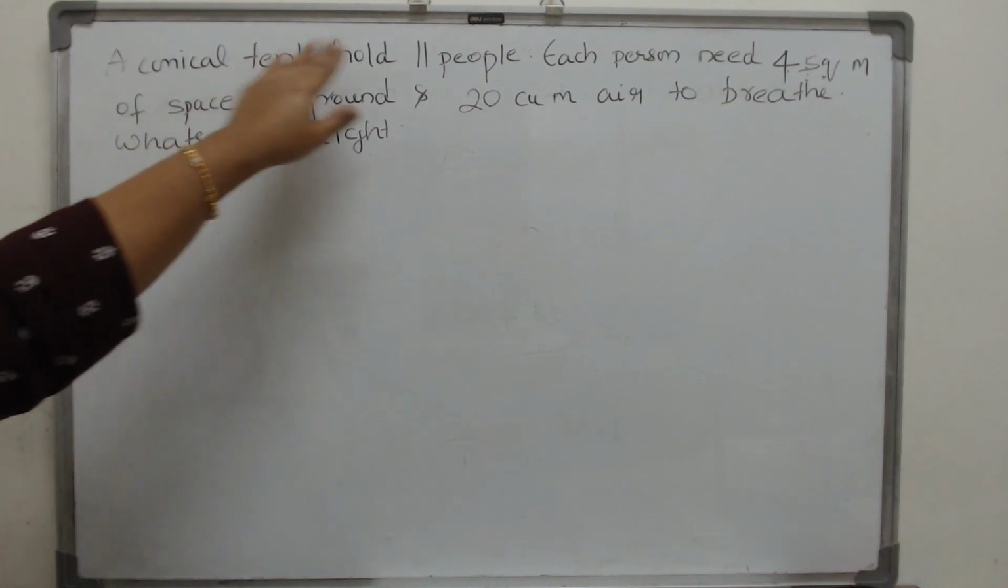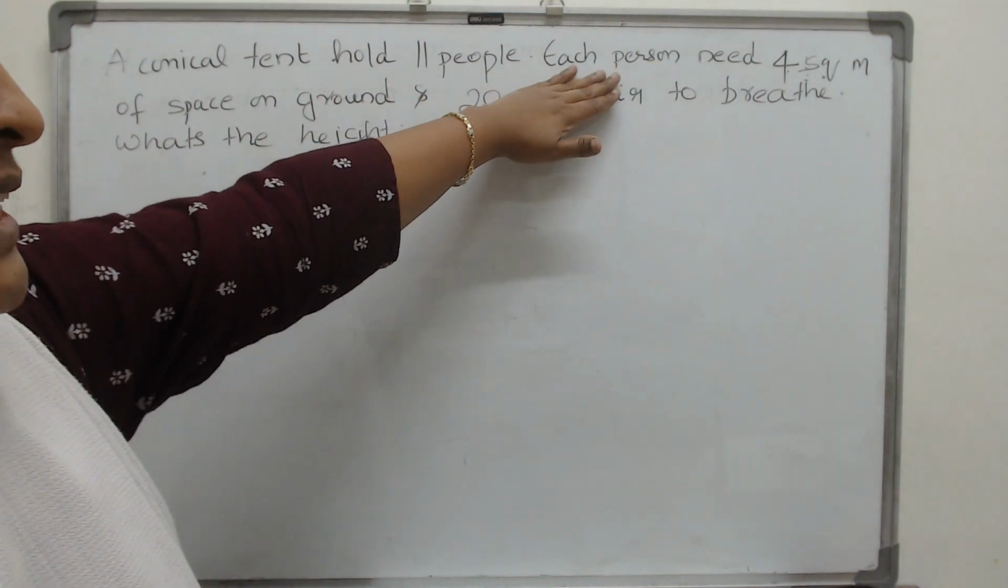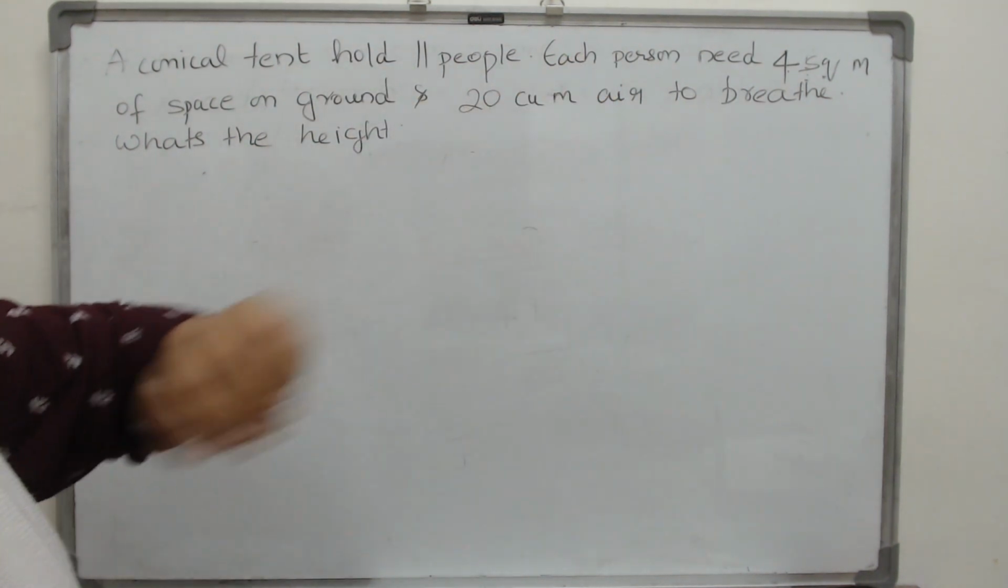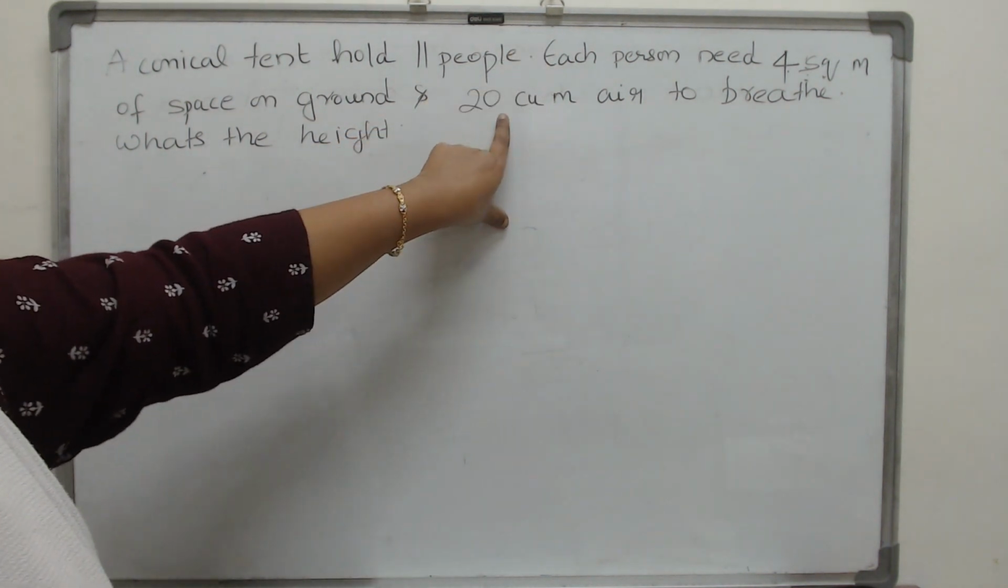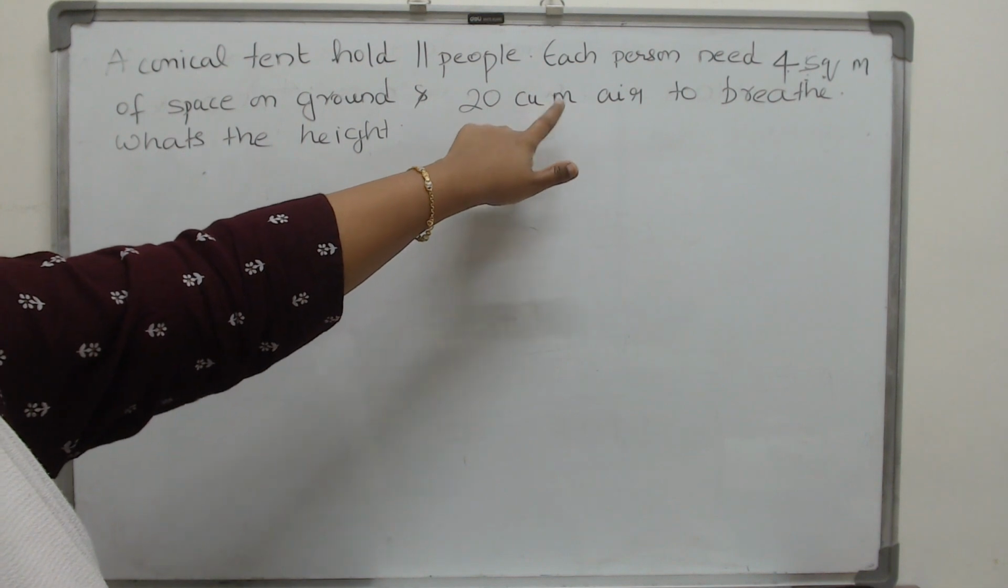There is a tent. It can hold 11 people, and for those people, each person needs air to breathe, right? And how much air does each person need? Each person needs 20 cubic meters.